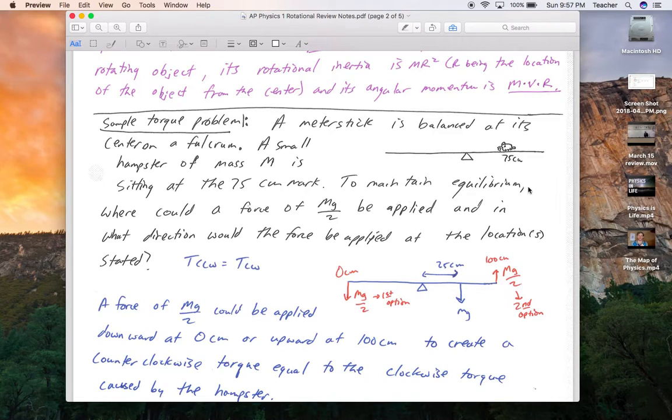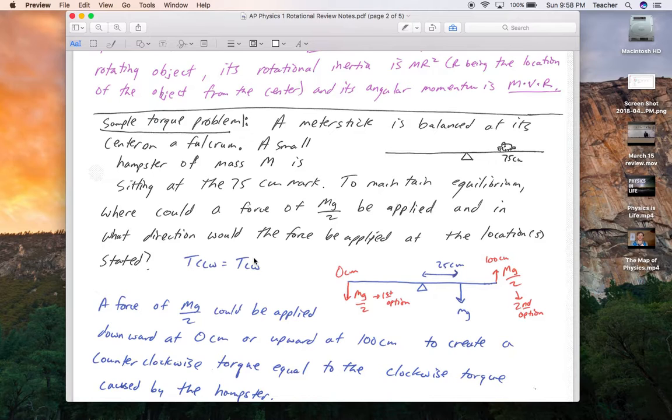Sample torque problem 1. You've got a hamster. I know that's a wonderful drawing. At 75 centimeters on a uniform meter stick, it's got a mass m. To maintain equilibrium, where could a force of mg over 2 be applied, and in what direction would the force be applied, perpendicular to the meter stick?